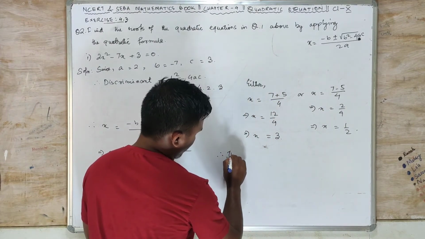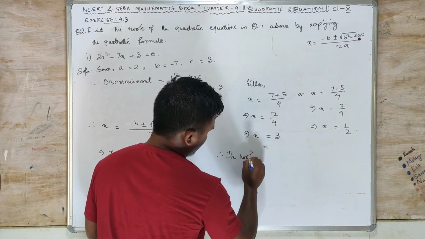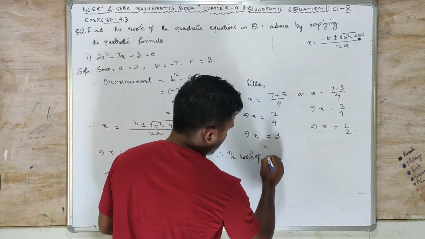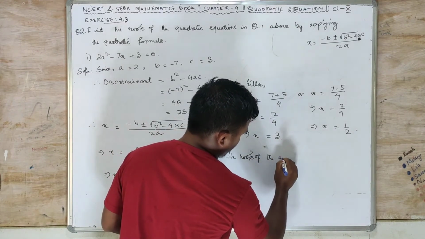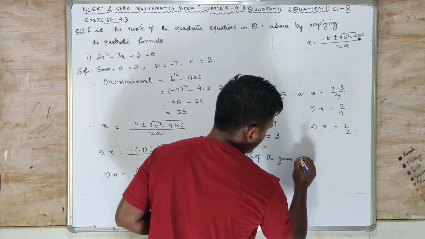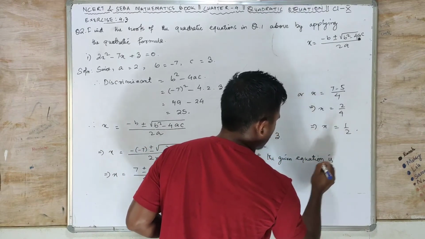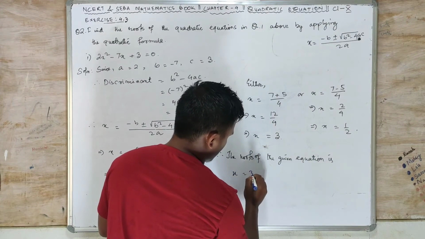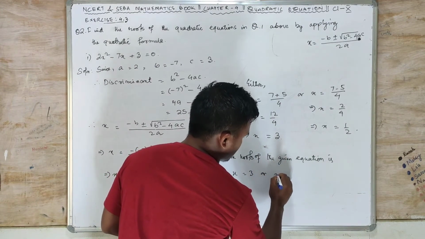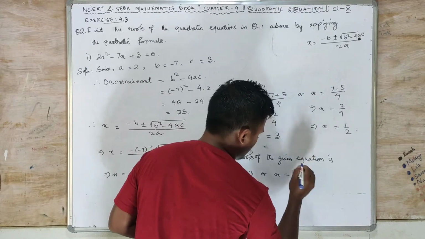Therefore, the root of the given equation is x equal to 3, or another one, x is equal to 1 by 2.